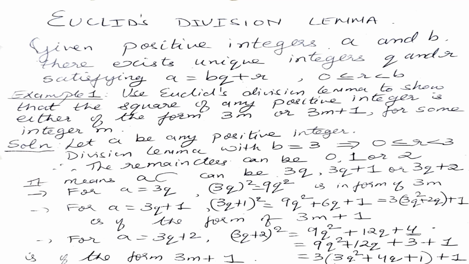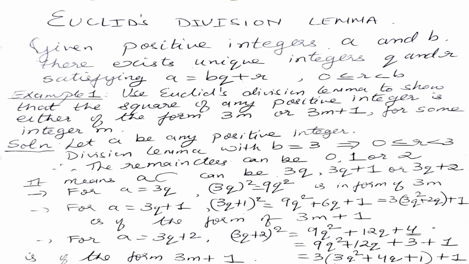Use Euclid's division lemma to show that the square of any positive integer is either of the form 3m or 3m plus 1 for some integer m. Now suppose a is any positive integer. What does the division lemma state? The division lemma states that we can express a in the form of a is equal to bq plus r, take b is equal to 3. So r can take values between 0 and 3. So the remainders r can take the value 0, 1 or 2. It means a can either be 3q or 3q plus 1 or 3q plus 2.